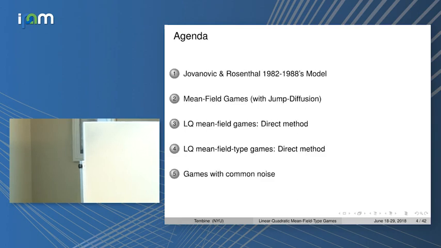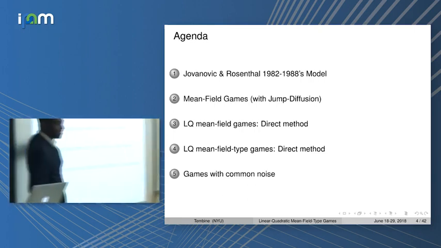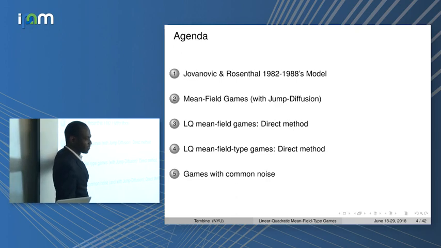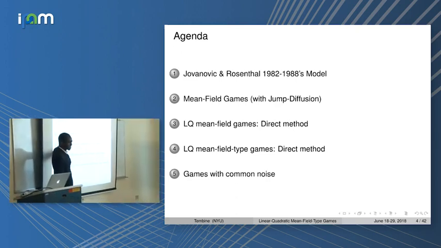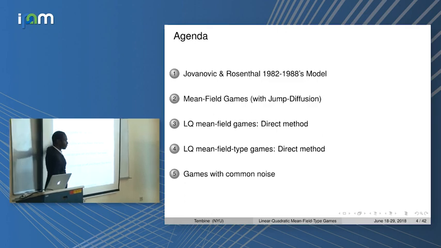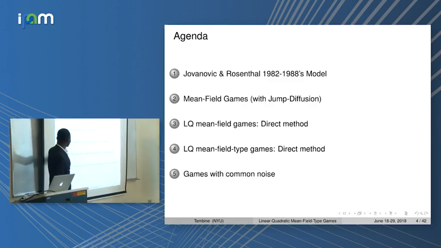So I will start with the model of Jovanovic and Rosenthal of mean-field games. It's really mean-field games, and we will really look in detail at why that is a mean-field game. And it's a dynamic one this time. It's not static, based on Shapley's model. And then go back to my setup.